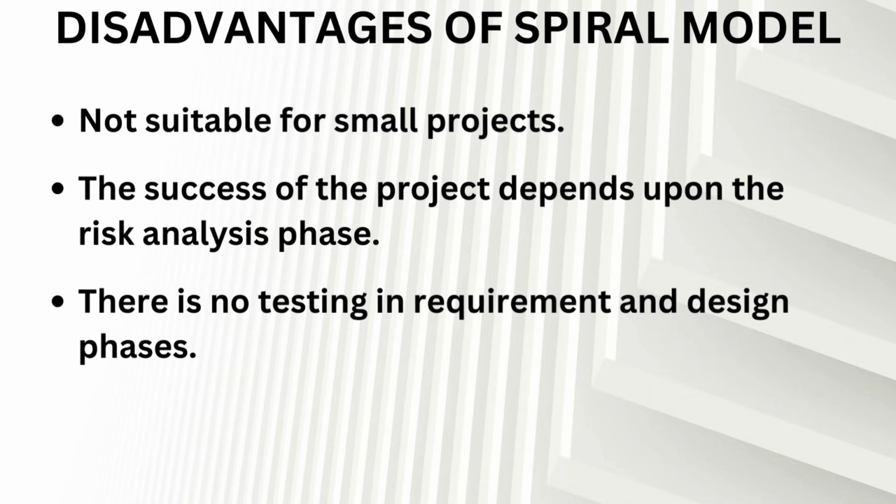In summary, the spiral model offers advantages such as adaptability to requirement changes, suitability for large projects, and effective risk analysis. However, it may not be ideal for small projects, and its success is contingent on the thoroughness of the risk analysis phase. Additionally, the lack of testing in the early phases is a notable disadvantage.